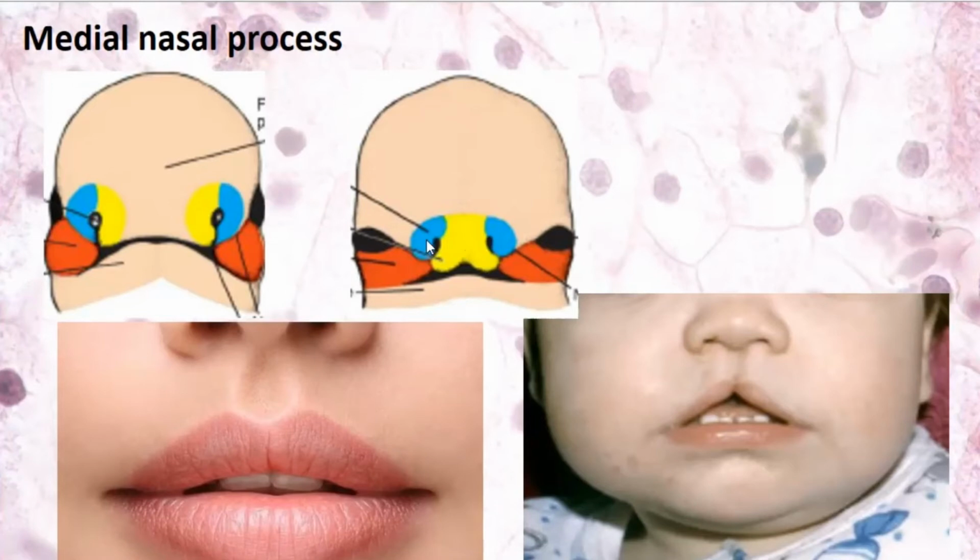But in some cases we have a mistake. There is a mistake of this fusion. It's medial cleft of the upper lip. It's a mistake of the fusion of medial nasal processes.